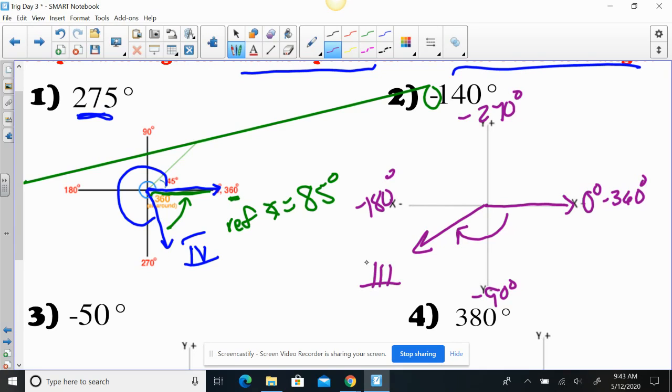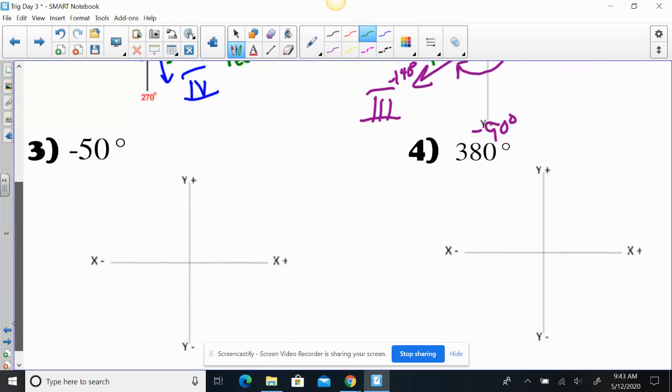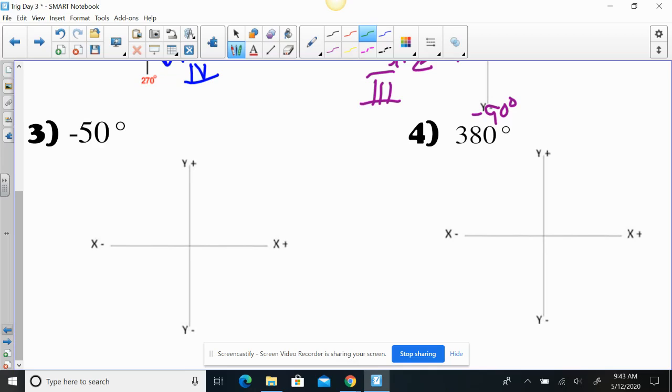I know that's in quadrant 3. In terms of my reference angle, I'm thinking from here, which is negative 140, to negative 180, because that's my x-axis. How far away is that? Well, that would make my reference angle 40 degrees. All right, try 3 and 4 and then come back. So pause, try it. All right, let's do it.